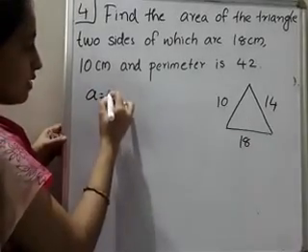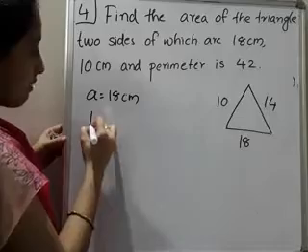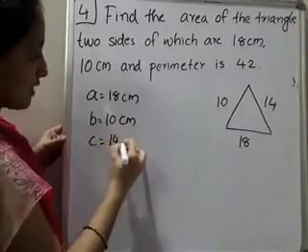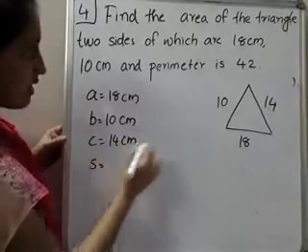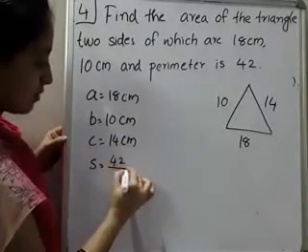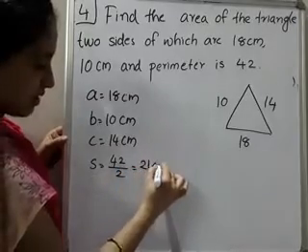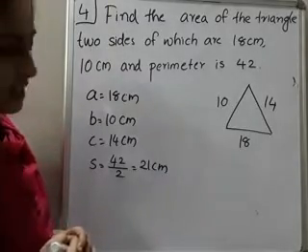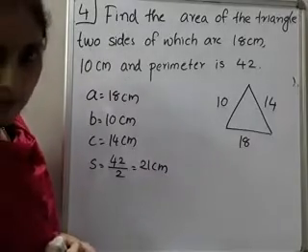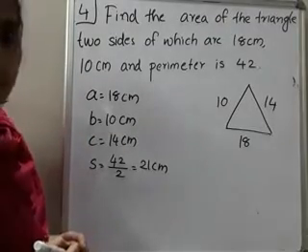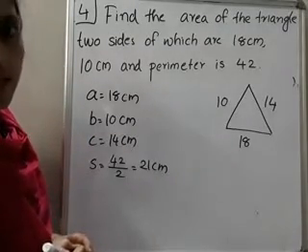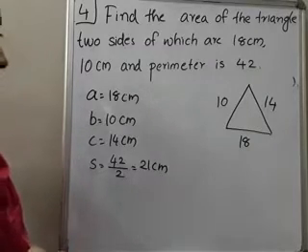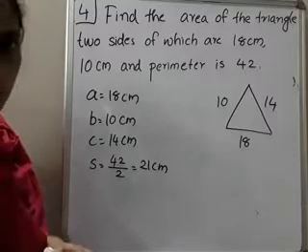A is equal to 18 centimeter. B is equal to what? 10 centimeter. And C is equal to what? 14 centimeter. And S is equal to what? Perimeter is 42, is it? So 42 by 2, that is equal to 21 centimeter. This much you have to write. Then write down area of triangle is equal to the formula. Please write down area of triangle is equal to root of S into S minus A into S minus B into S minus C.